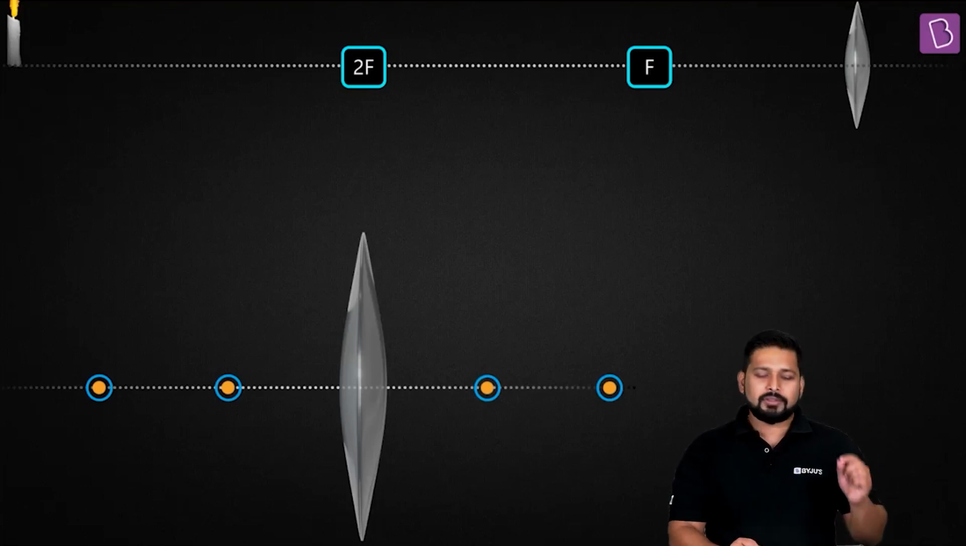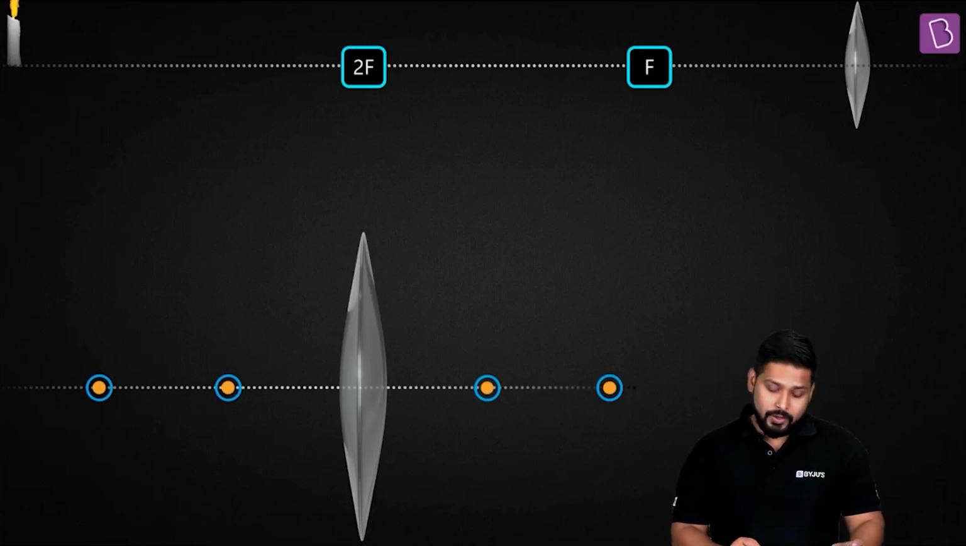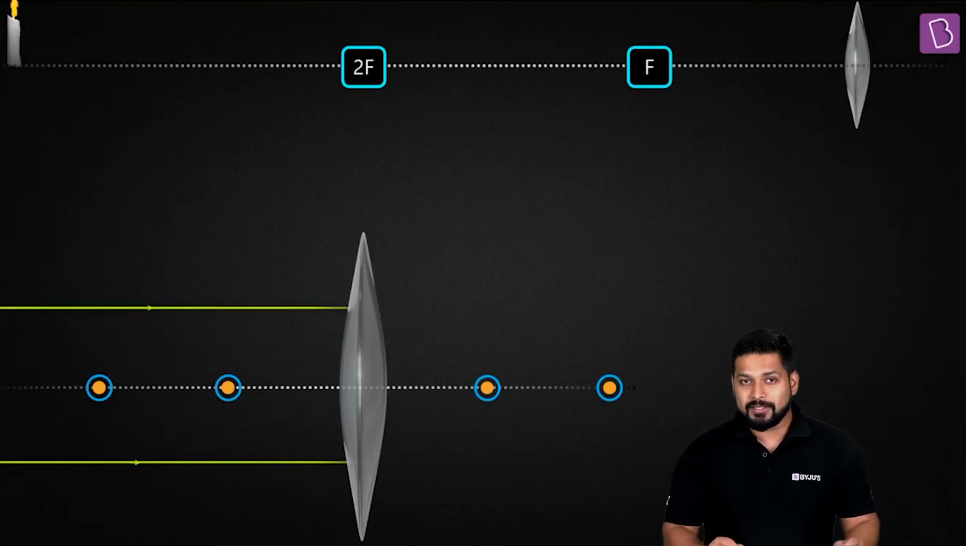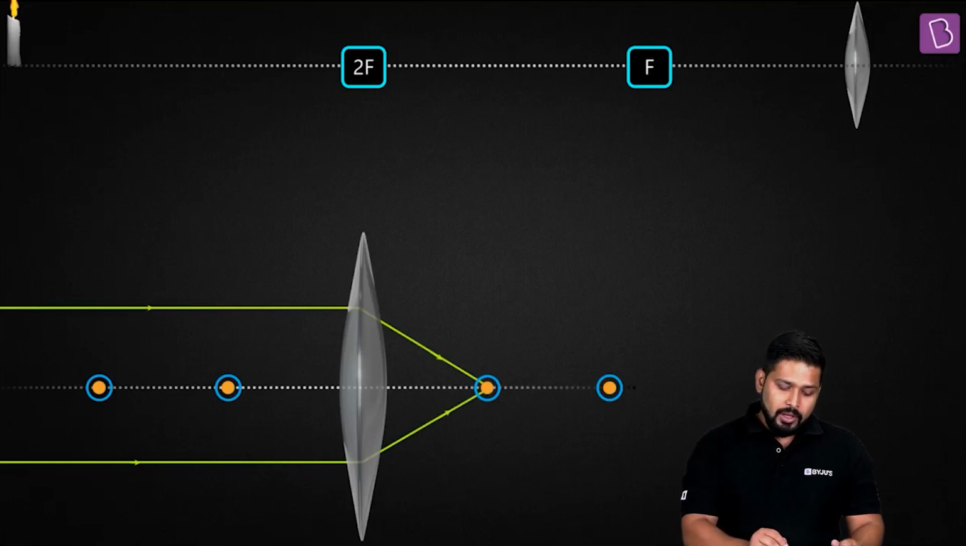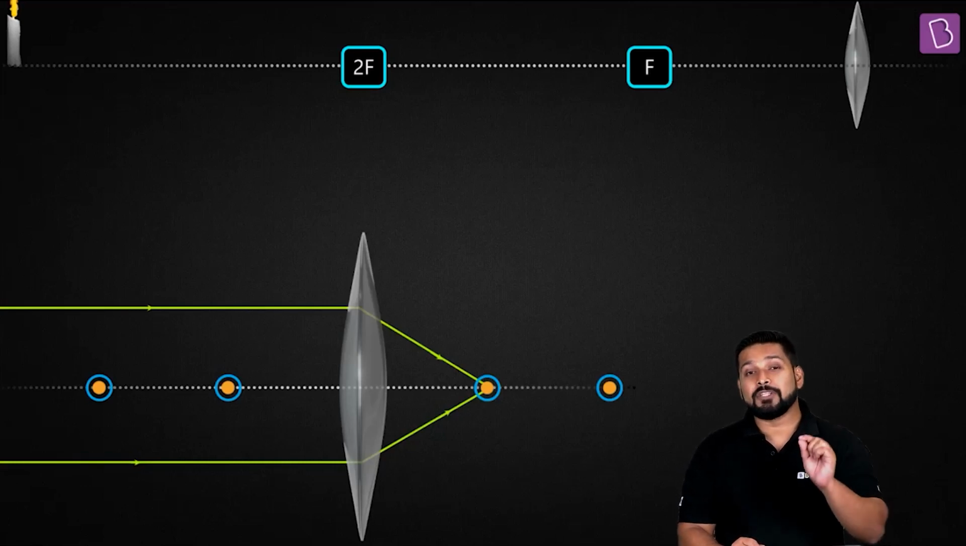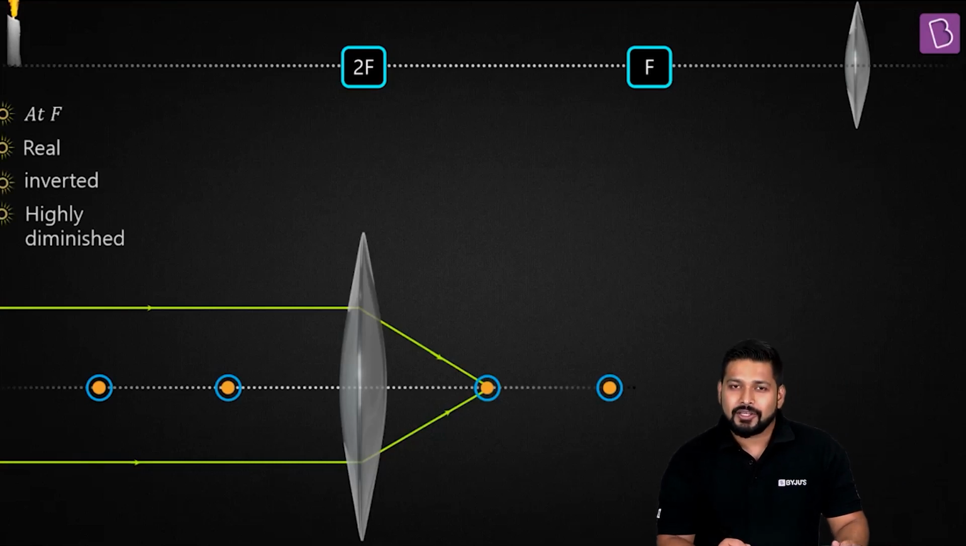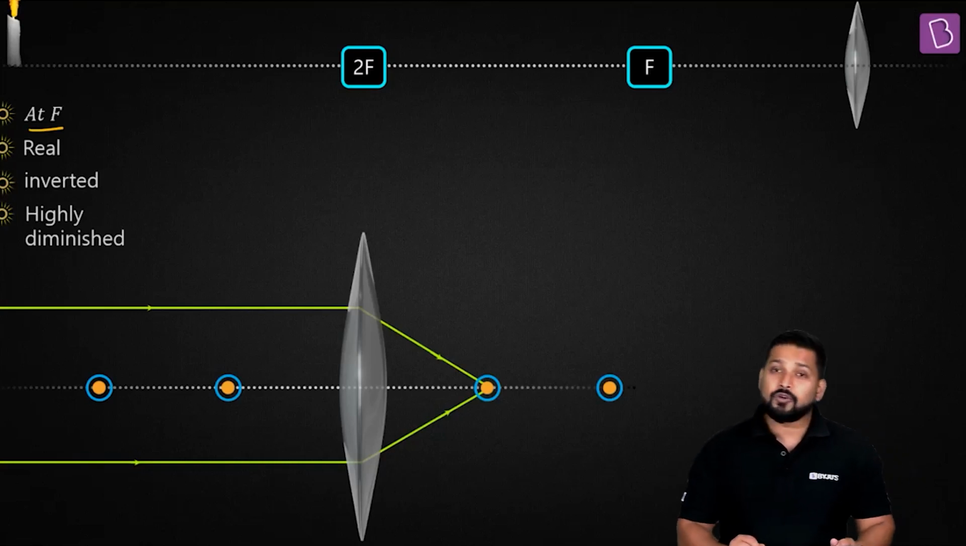So when the object is at infinity, the rays of light that are going to come will be parallel. In that case, where do you obtain the image? If the rays of light are coming parallel, then after they pass through the lens, they are going to converge at a point, and this point is going to be your second principal focus. So where do you get the image in this case? You get the image at the focus. So the image is at the focus.